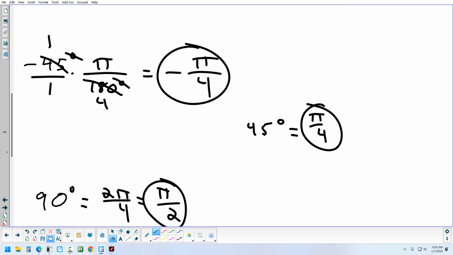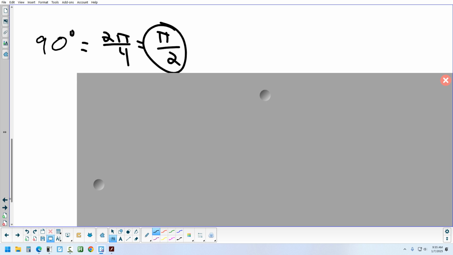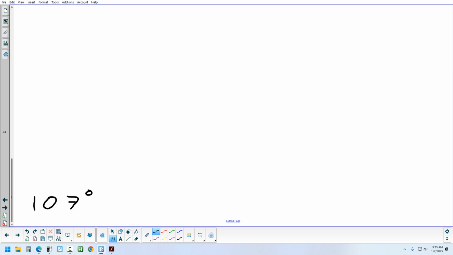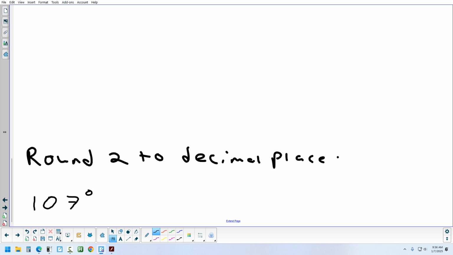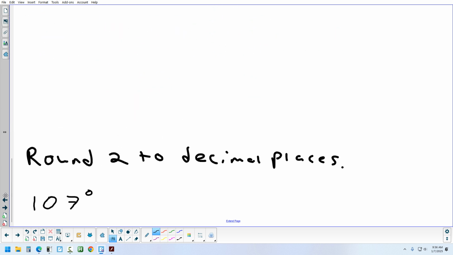All right, so any questions on finding an exact answer? All right, let's try one where we round. So round to 2 decimal places. Same directions as above. Okay, convert to radians. I'm just adding an extra step here. Round your answer to 2 decimal places.